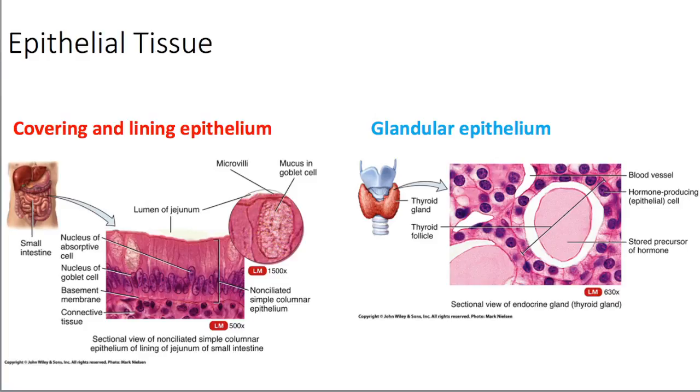Epithelial tissue may be divided into two types: covering and lining epithelium and glandular epithelium. Covering and lining epithelium covers and protects the body surface, lines body cavities, and specializes in moving substances into and out of the body or particular organs. Glandular epithelium constitutes the secreting portion of glands such as the thyroid gland, adrenal glands, and sweat glands.